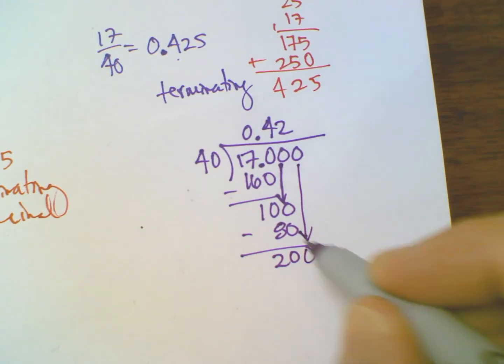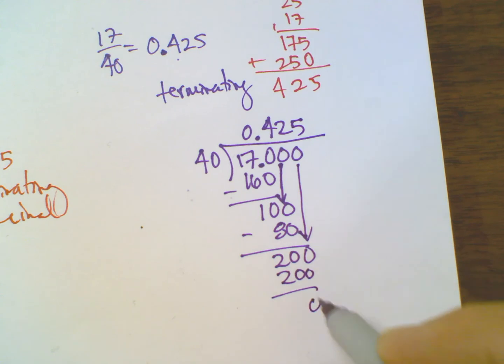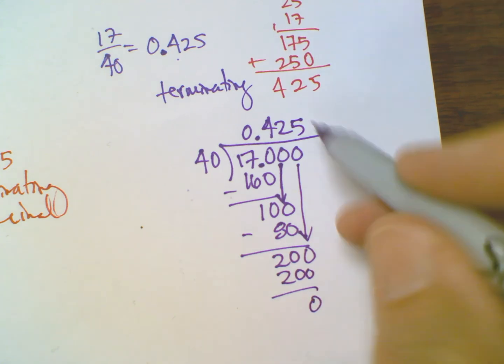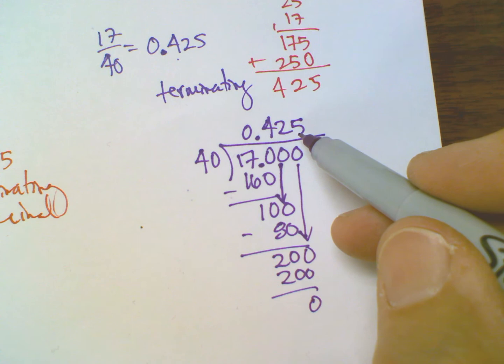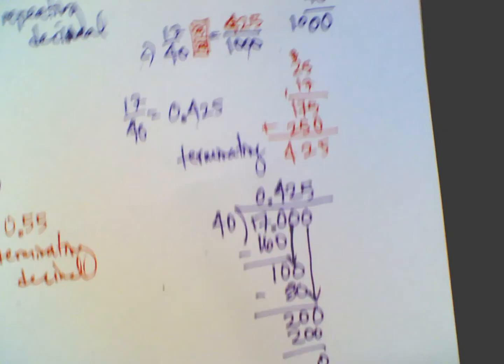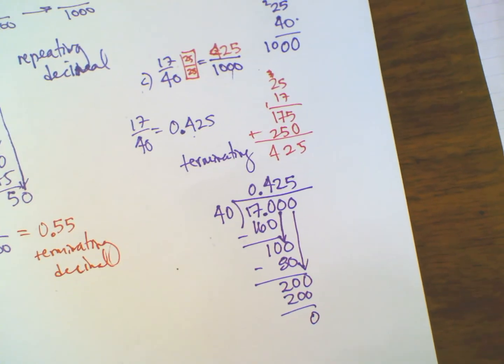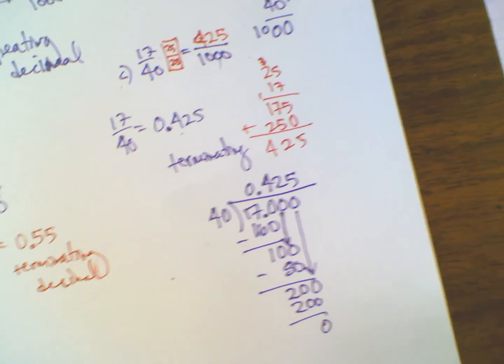Bring down the 0. Now 40 does go into 200 5 times, and that's where it terminates, because then you get a remainder of 0. And sure enough, there's my answer. 425 thousandths was the same thing, just doing long division versus doing it as a fraction. Okay, that's C. So C is terminating.